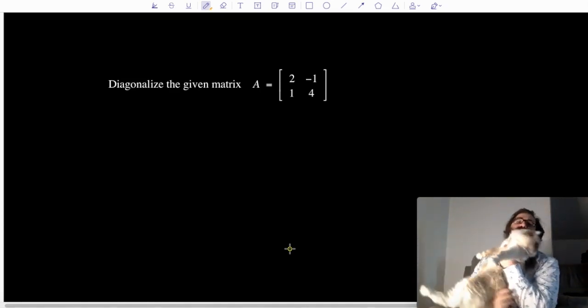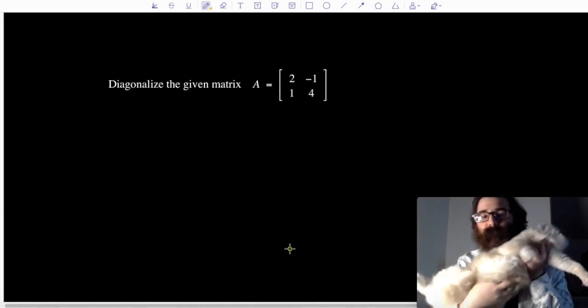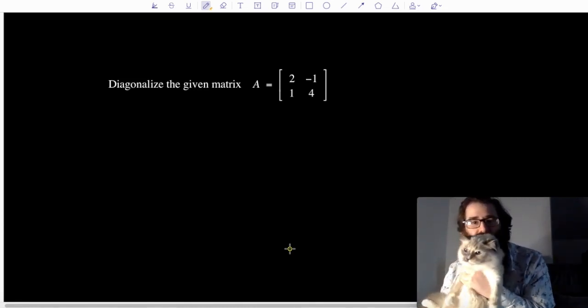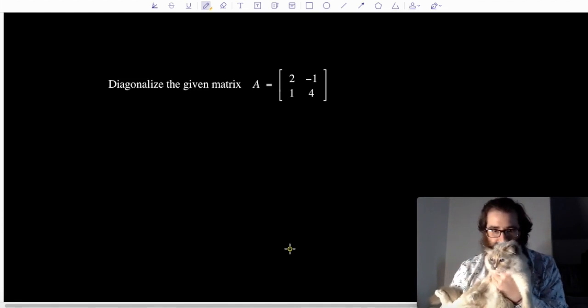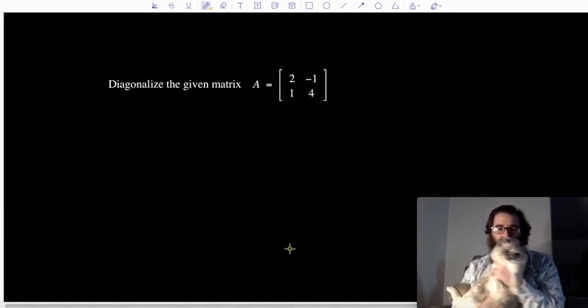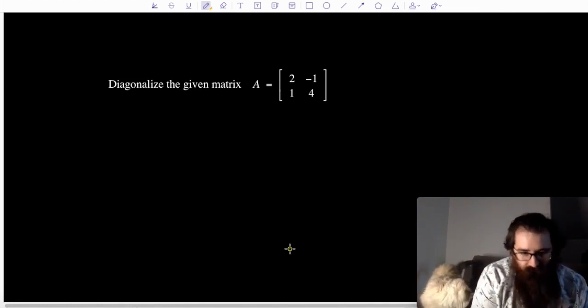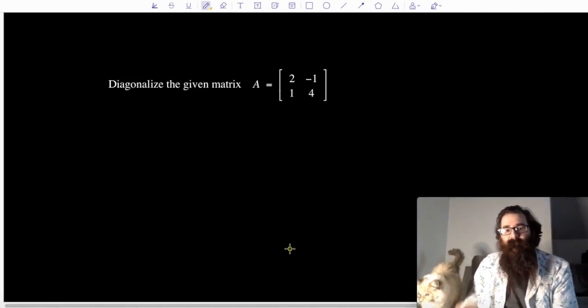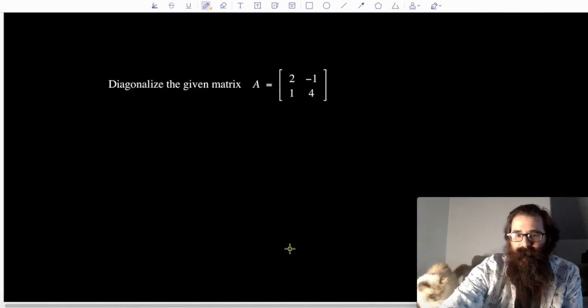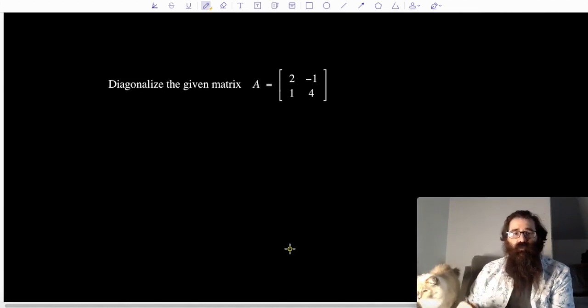Got my cat Spumoni here. Do you want to see another example of diagonalizing? What do you think? What do you think, baby? Diagonalize that matrix. There we go. It's always good to have your help. Doing a great job. Keep up the good work.